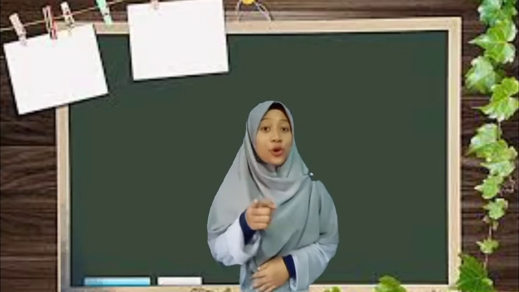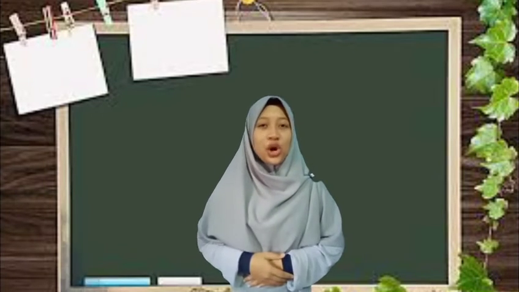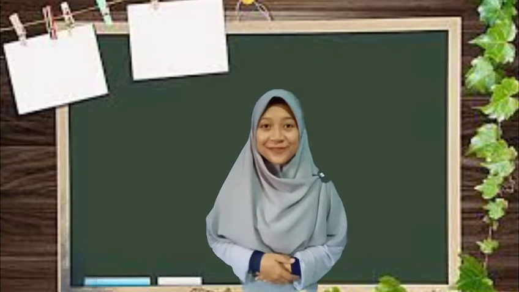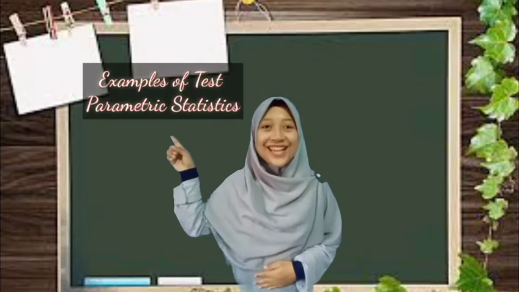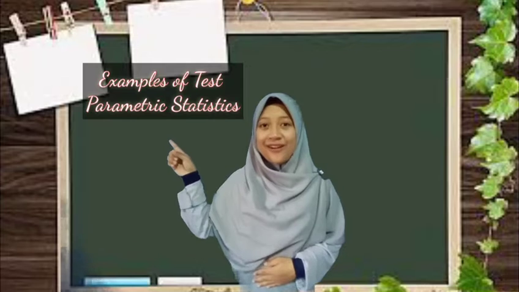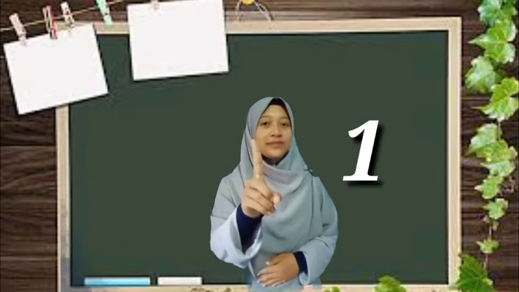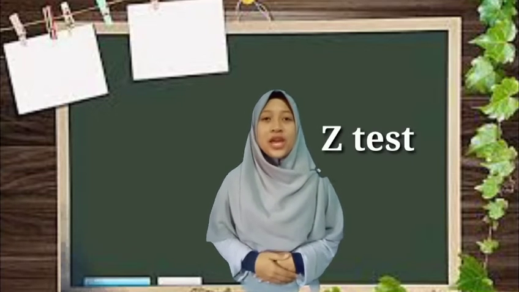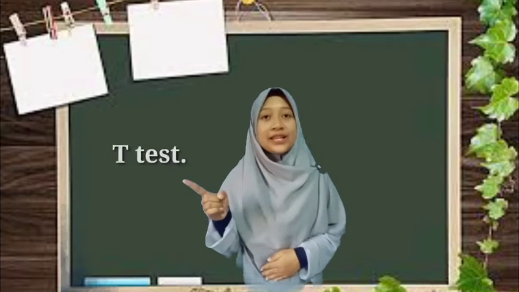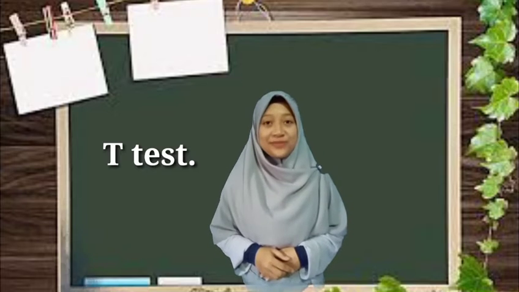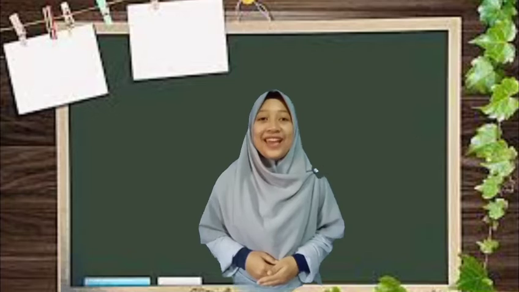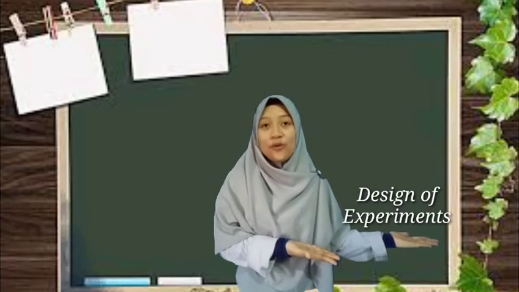Well guys, for your information, each of these types of statistics has several methods for testing. Examples of tests conducted on parametric statistics are: 1. Z-test, for 1 or 2 samples. Then t-test, 1 or 2 samples. Pearson correlation and designs of the experiment.